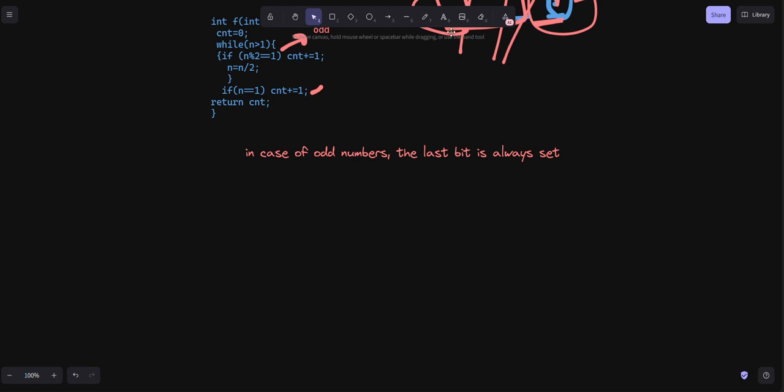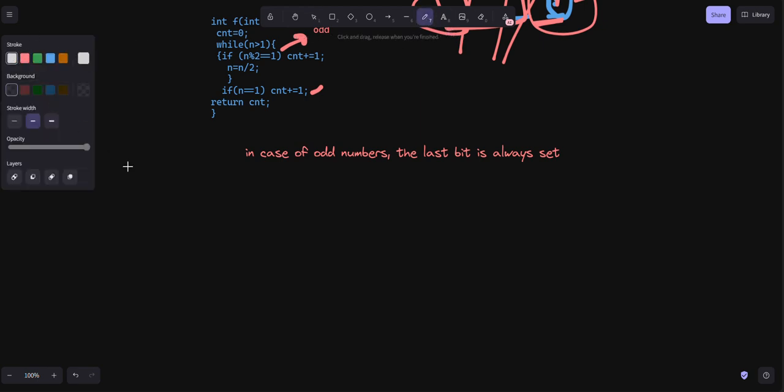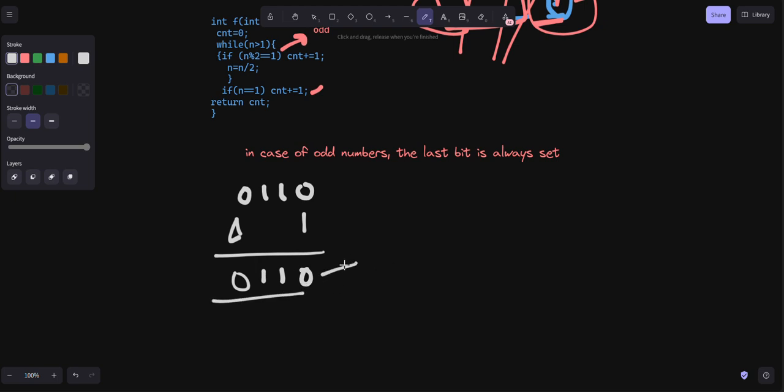Also, I can just do one operation basically. Let's say we are given 0 1 1 0, and I'm just doing the AND operation with 1. What will this give? This will give 0. Since the last bit is 0, this is an even number. Basically I just did the AND operation to check if it is even or odd.